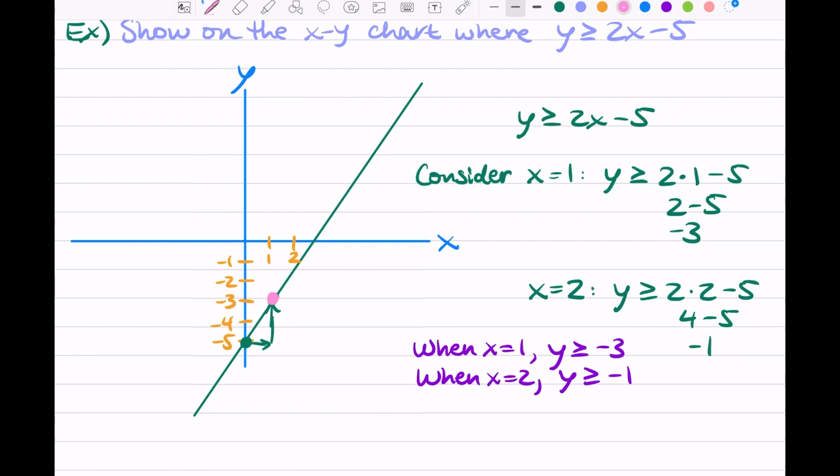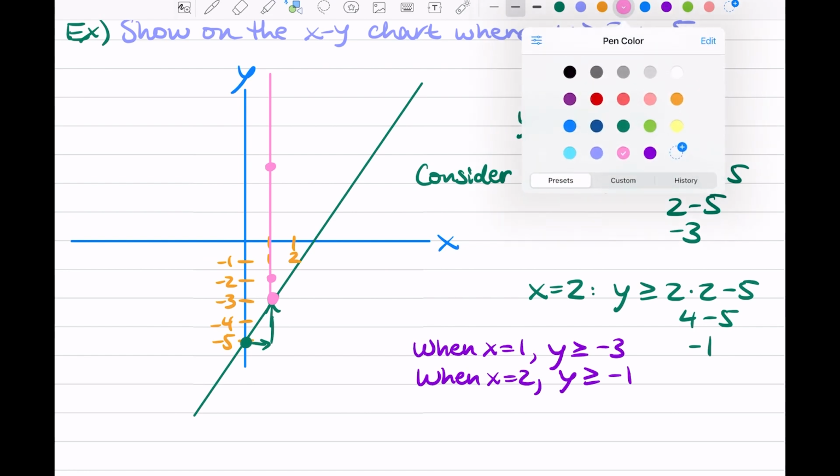We don't know exactly what y is, but we just know that it's in an area. So y could be negative 2, right? Or it could be 10 up here. It could be another number. It could be anything greater than negative 3. So it's essentially anything up on this line above negative 3.